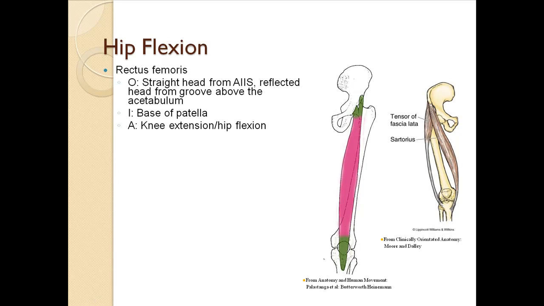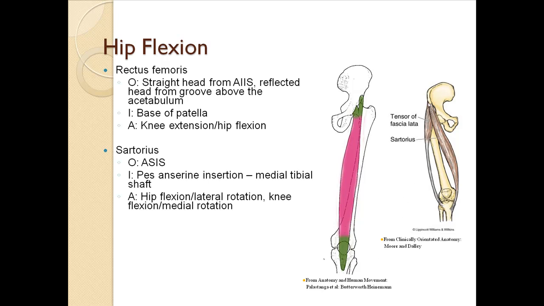Rectus femoris is a typical bipennate muscle. It arises proximally up here from the anterior inferior iliac spine and a small groove on the anterior aspect of the pelvis just above the acetabulum. It runs down as a bipennate muscle, so it has quite a feathered appearance, running in the quadriceps compartment before blending into the quadriceps tendon. And the quadriceps tendon then goes off and eventually attaches onto the tibial tuberosity down here.